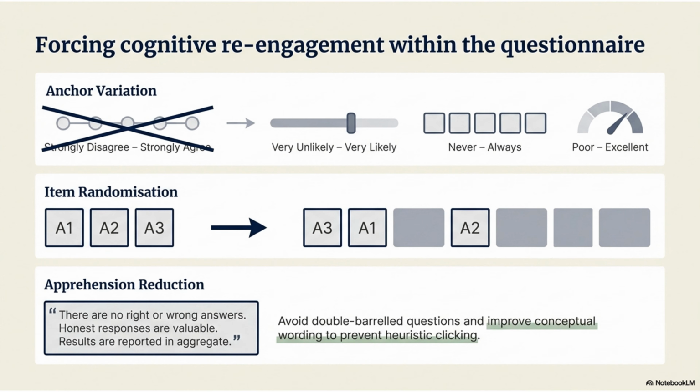Then comes reduction of evaluation apprehension. We can assure the participants that there are no right or wrong answers, that honest responses are valuable, and that the results will be aggregated. When respondents feel judged, they adjust their answers towards more socially acceptable positions. So to collect original data, we can tell the respondents how we are going to evaluate, or that we are not going to judge them. Such things can be told to them.